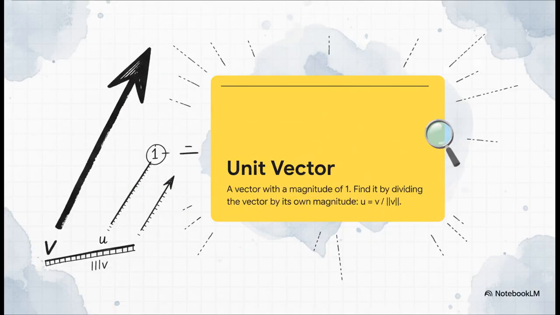This brings us to a really cool and powerful idea, the unit vector. You can think of a unit vector as the pure essential direction of a vector, with all the length stripped away. By taking any vector and dividing it by its own magnitude, we get a brand new vector that points in the exact same direction. But now it has a length of precisely 1. This little trick is going to be incredibly useful, as you'll see in just a minute.